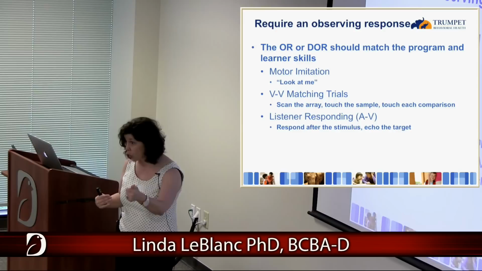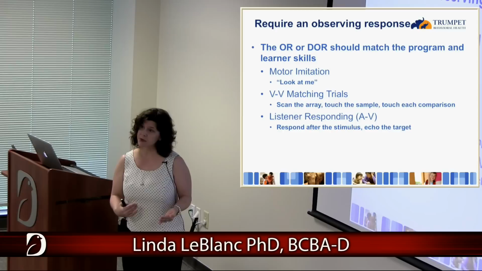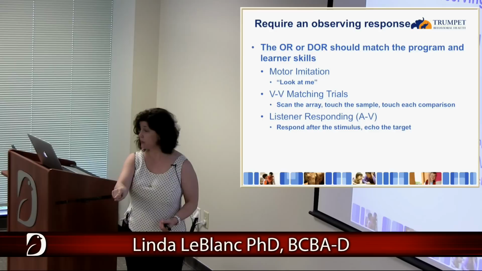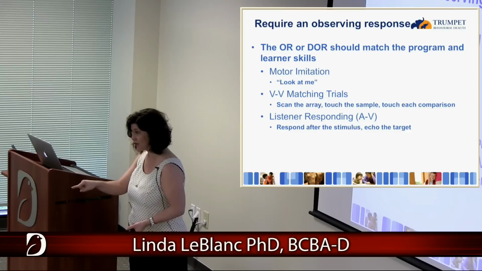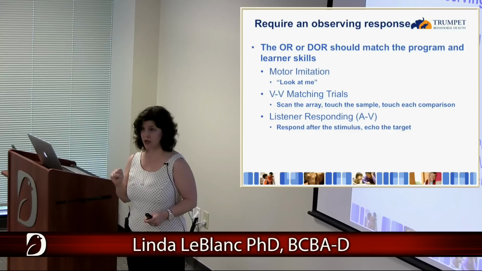So for matching trials, rather than look at me, you should have an observing response such as scanning the array, where you prompt the learner to put their finger out. The finger being out simply should correspond with their eye gaze. It gives you a better way to track what they're looking at, and they move it across the whole array. Another thing that you can do is have them touch that sample. Again, it just increases the likelihood that the gaze has actually been looking at that sample.